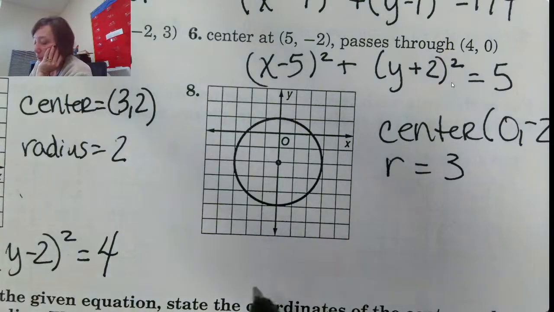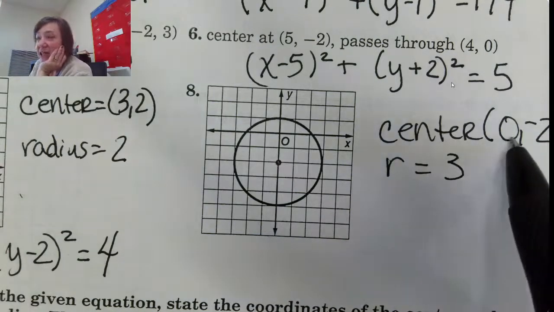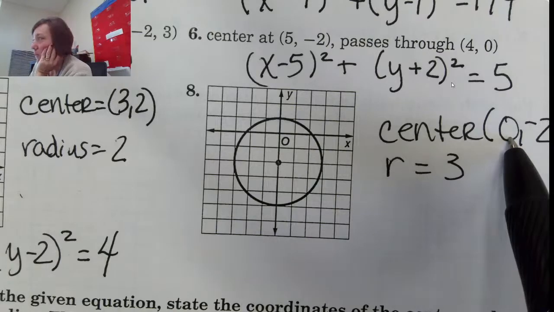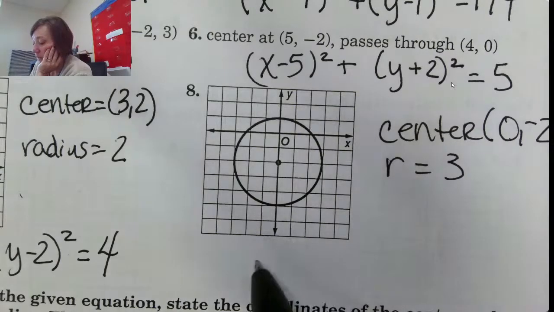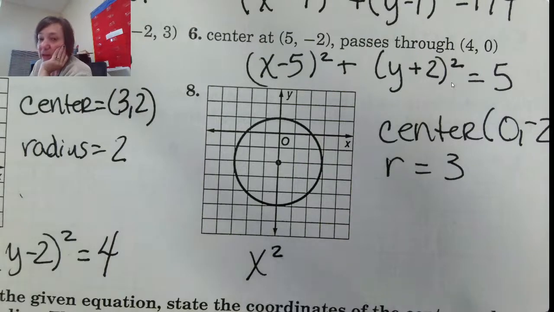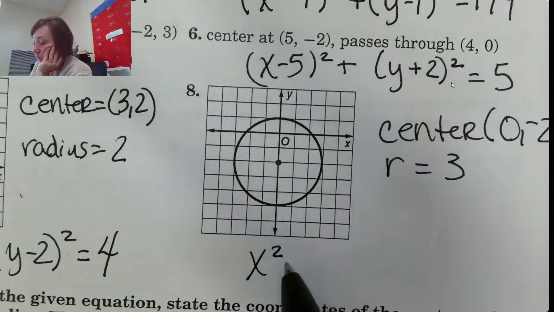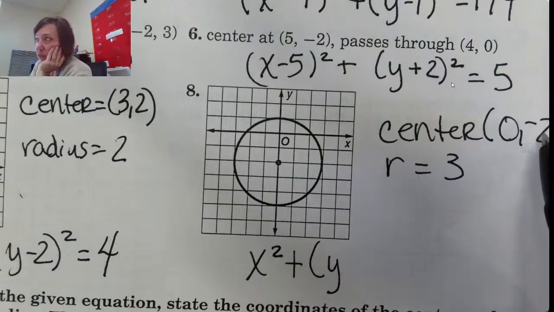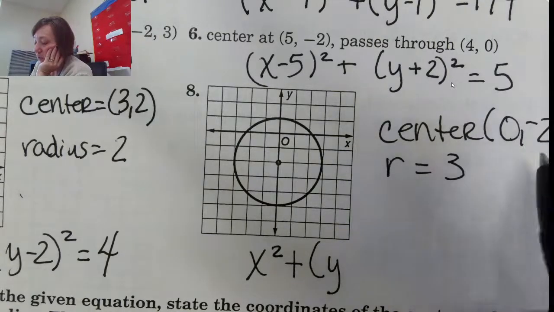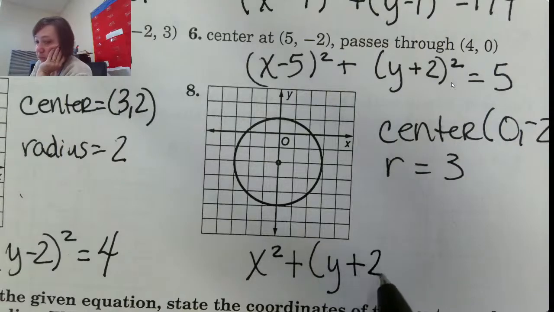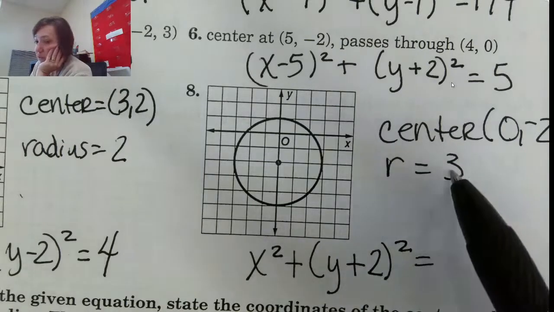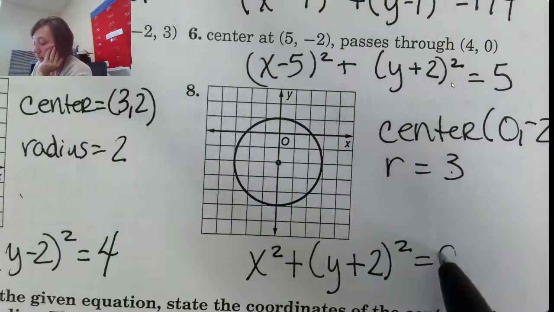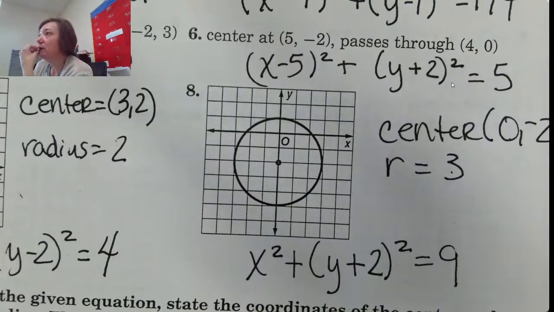So when we write our equation, it's x minus 0 squared. But what is x minus 0? X. So we're just going to have x squared, right? Plus y, it's minus negative 2. So what is minus a negative 2? Plus 2. Everybody with me? And that equals, what is 3 squared? 9. There's our equation. Y'all?